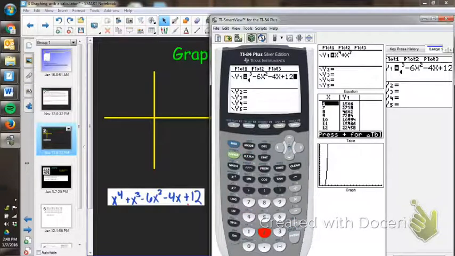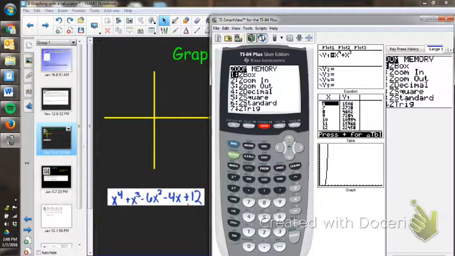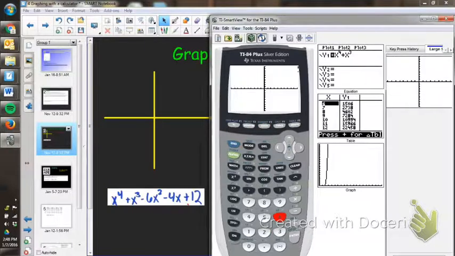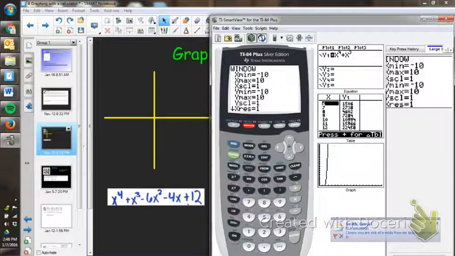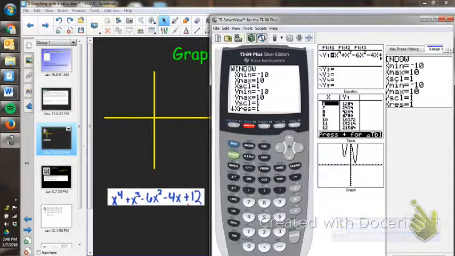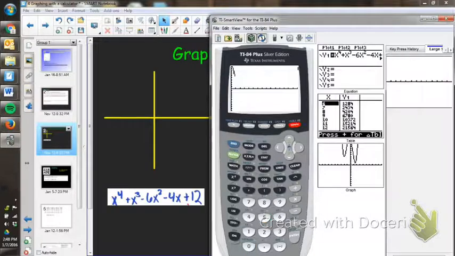And my window is going to be a little bit different here. I'm not quite sure where it's going to look like, so I'm going to do zoom 6. That's the standard negative 10 to 10 window, and that'll give us at least a starting point. Alright, so if you look at your window, I need to move my y values up a little bit. So I'm going to go to my window, and I'm going to make my x min 0 because I don't really need any of those negatives. I'll make my y max a little bigger, let's go up to 15. This might make our picture a little bit easier to see.